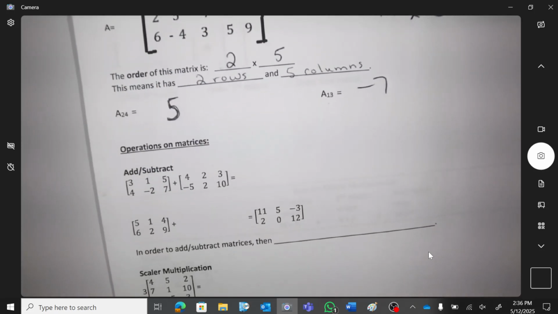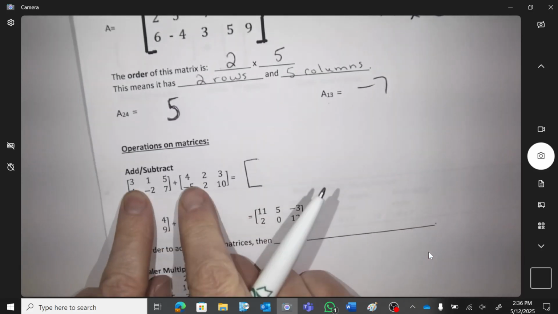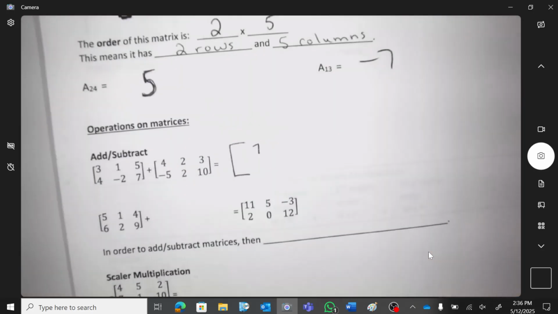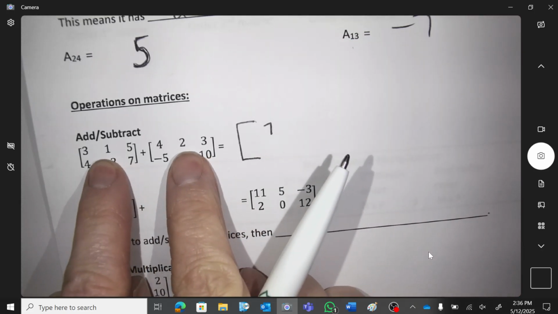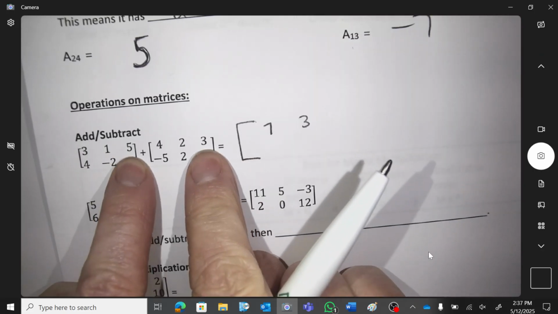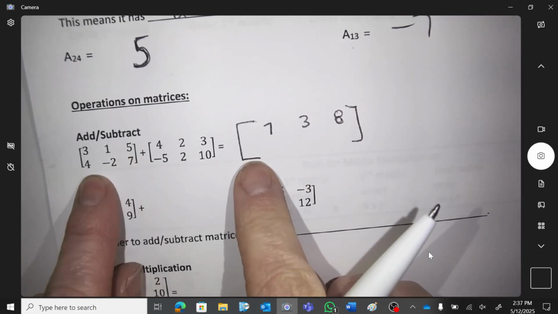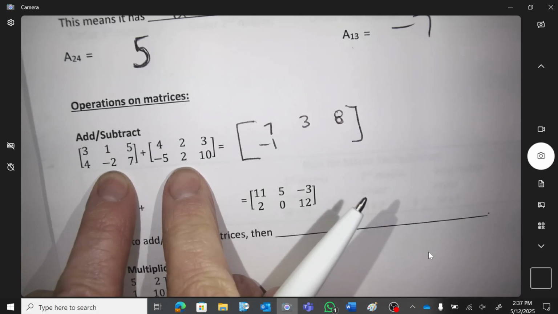Okay, so when you add or subtract matrices, they have to be in the same order. They have to match. So this matrix plus this one will equal: in the first position you are going to have 3 plus 4, 7. Position 1, 2, there's a 1 and a 2, so 3. 4 plus negative 5, so that's negative 1. Negative 2 plus 2.